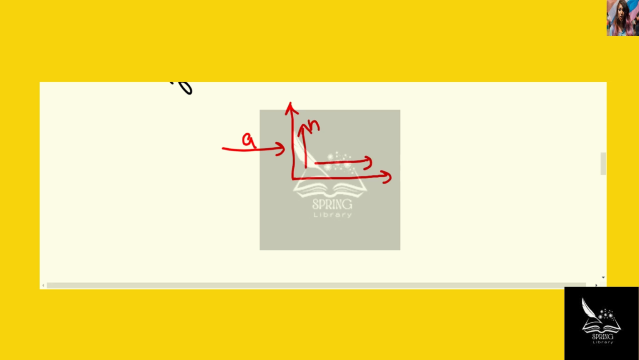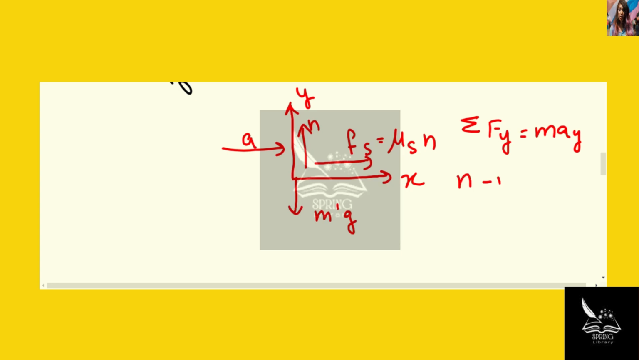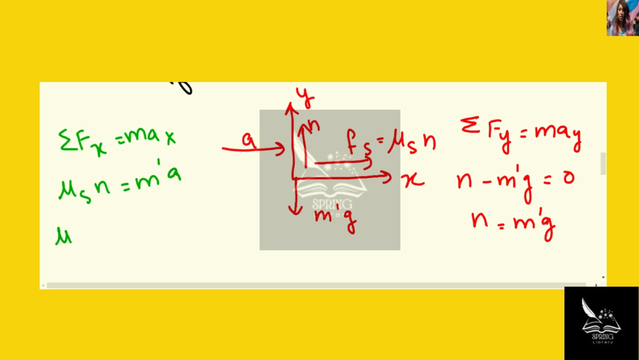Now fs equals μn. This is the x, this is the y coordinate, and we have the downward force, that is m′g. ΣFy = may, so n − m′g = 0, therefore n = m′g. Now ΣFx = max, that is μs n = m′a, so μs m′g = m′a, and a = μs g.